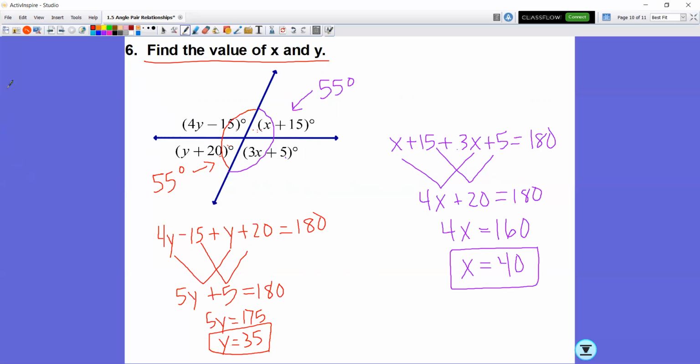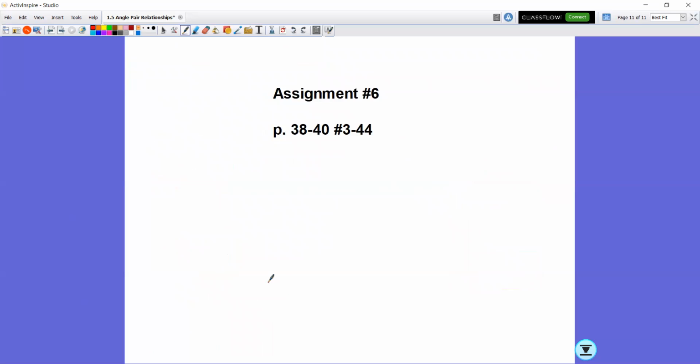All right, here's your assignment for today. Number 6, page 38 to 40, number 3 to 44. You do not need a protractor for today's assignment, so you should be okay. Make sure you write this down. Does everyone have this written down? All right, cool.